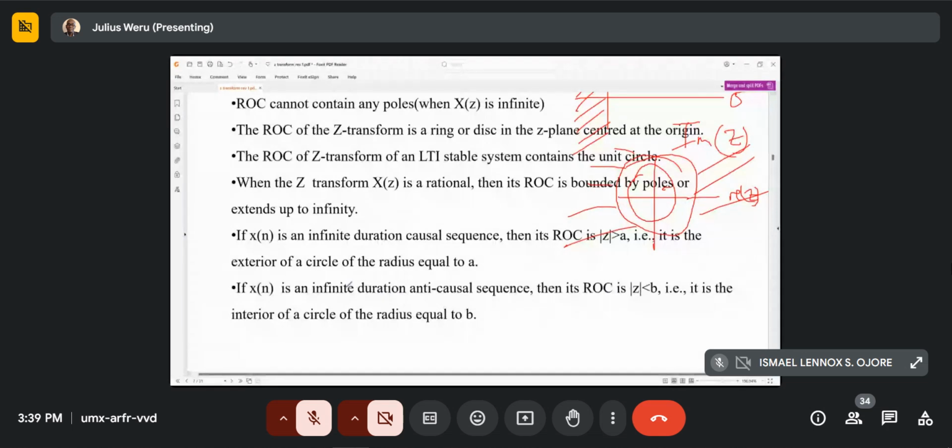And if it's anti-causal, which means a left-sided sequence, then the ROC will be inside the circle of radius b, as opposed to the outside. So an infinite duration causal sequence has the ROC on the outside, and this one will be on the inside.